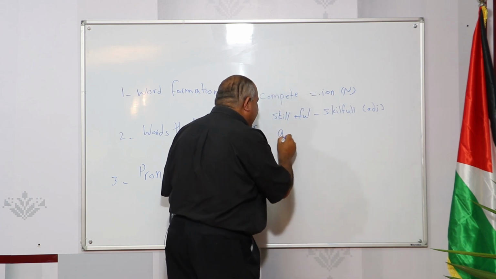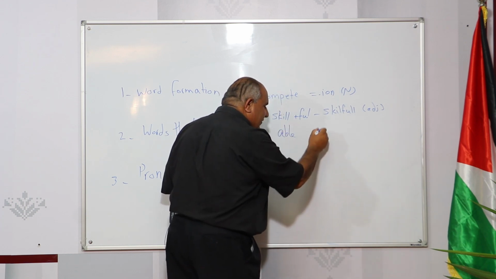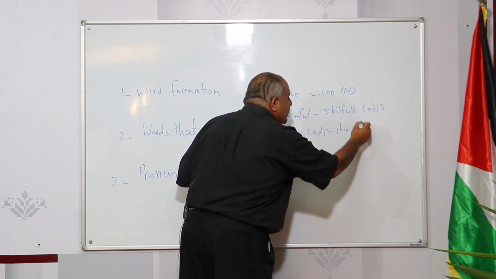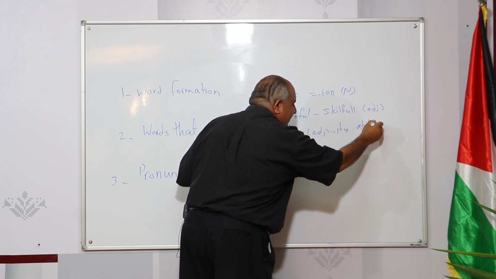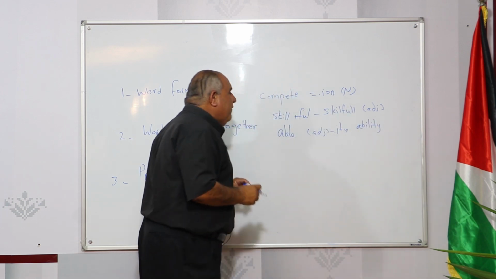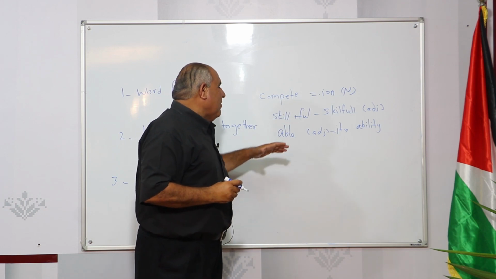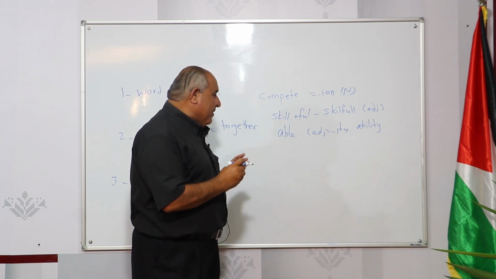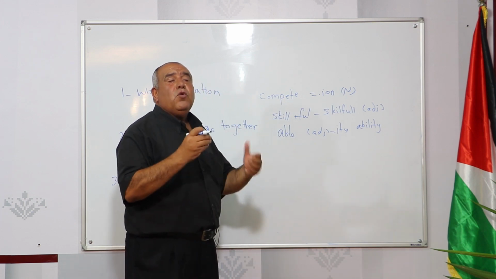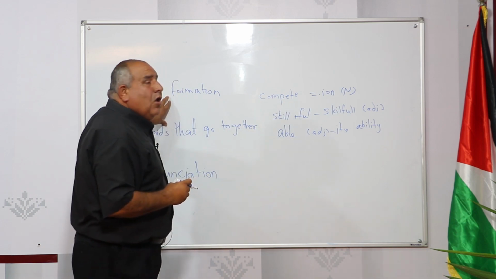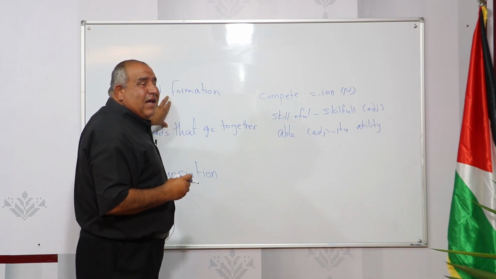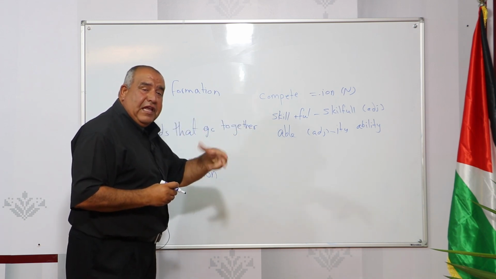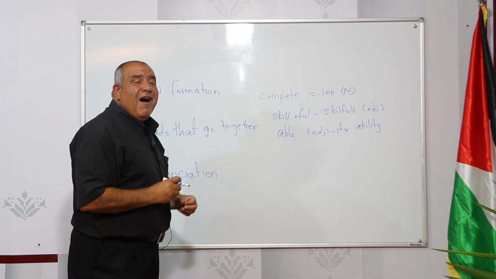Now, we have the word able. This is an adjective. We add to it ity at the end, it becomes ability. Ability. So if you add something like these, which are called suffixes, at the end of the word, we form new words. From here comes the word formation. Words are formed. If we have one word in the dictionary, it becomes 2 or 3 or 4 or 5. These words are related.